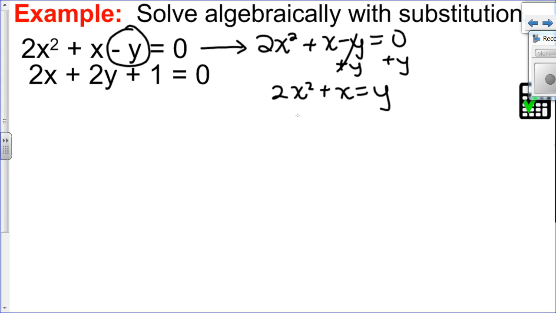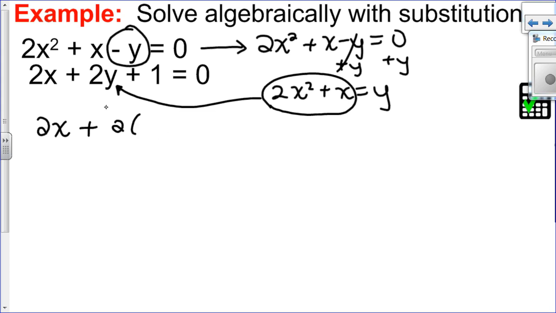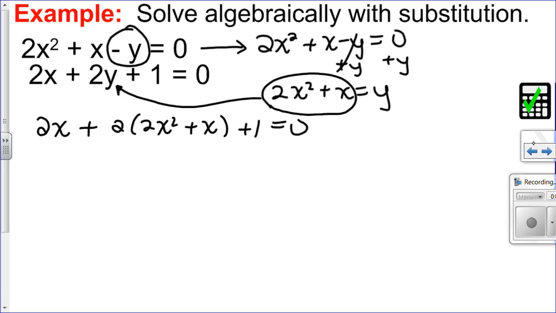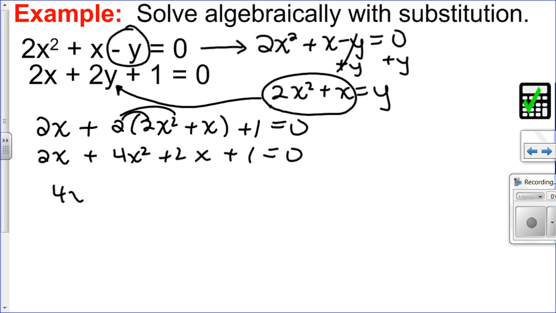So I'm going to substitute this expression for y in the second equation in place of y. I'm going to use brackets for my substitution. Always use brackets. So instead of 2 times y, I have 2 times (2x squared plus x) plus 1 equals 0. So what I have done is replaced the y value with the new expression. And now I just have to do some number crunching to figure it out. So 2x plus, distributive property, 4x squared plus 2x plus 1 equals 0. So I have 4x squared plus 4x plus 1 equals 0.